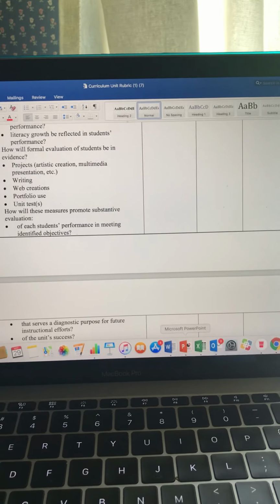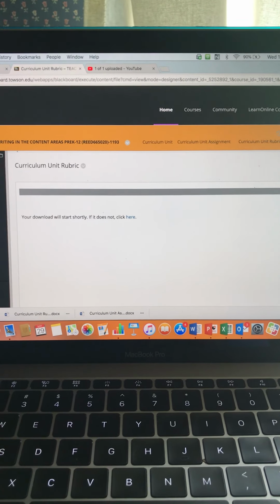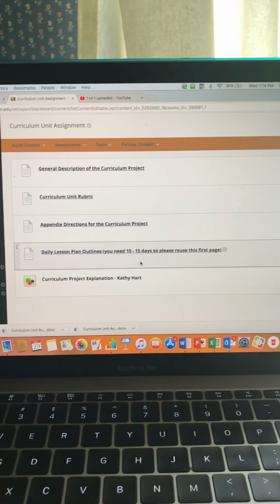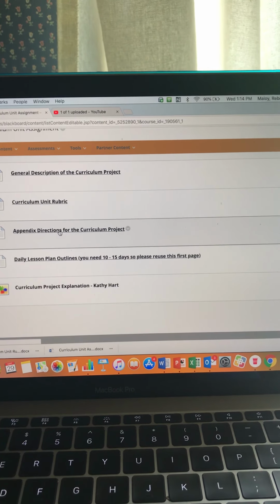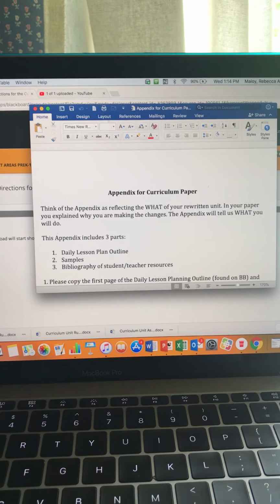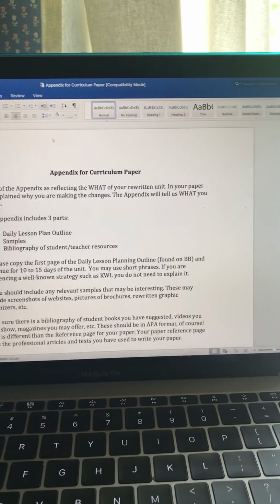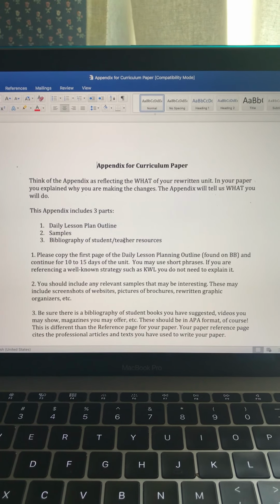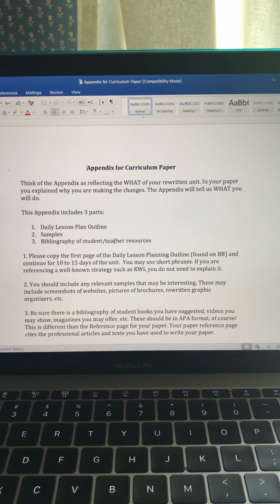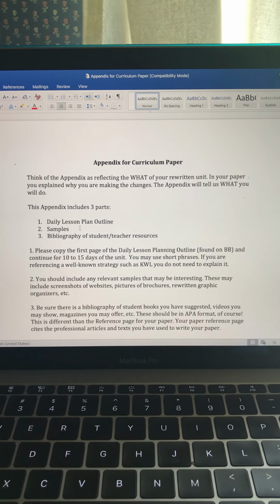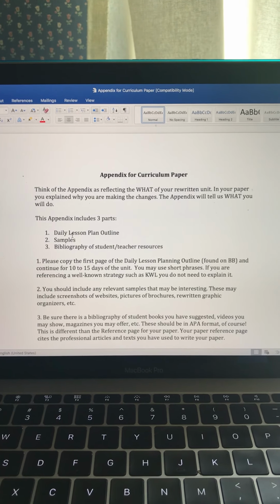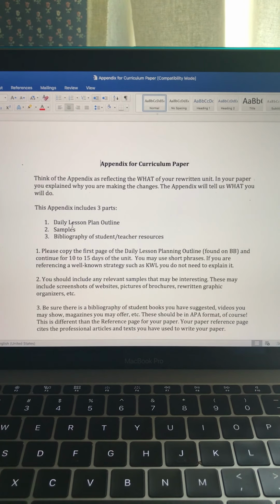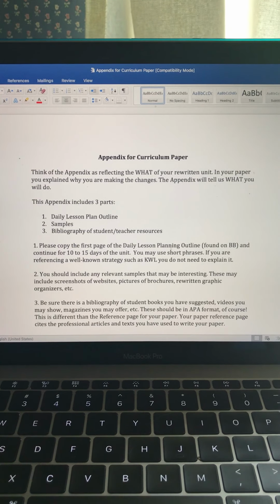Let's go back to the Blackboard site, and under curriculum unit, I'm sure there's an easier way to do this, but I always end up clicking on a billion different things. Your directions for your appendix section: this is what is going to be included in your appendix, your daily lesson plan outlines, your samples of any work. You might not have time to grab a lot of samples in terms of student work, but you could grab samples of any kind of resources, bibliography of student and teacher resources.